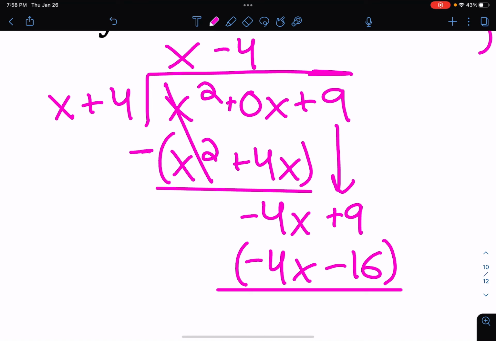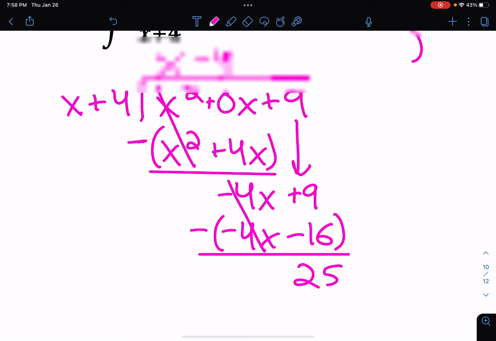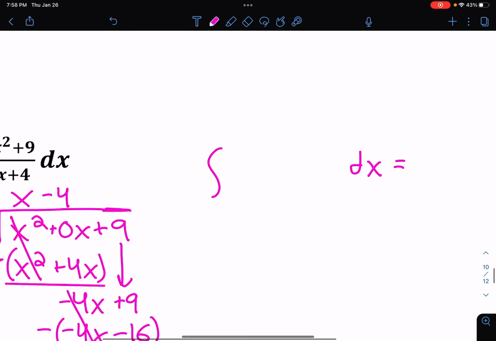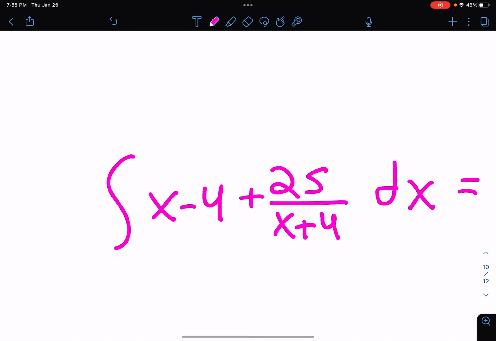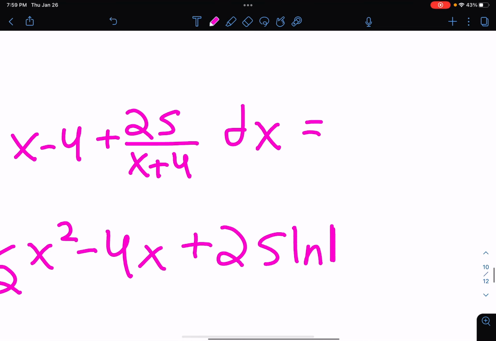Again, be careful. I am always subtracting to get them to cancel. Negative 4x minus itself cancels. 9 minus negative 16, double negatives, you actually add there. So your remainder is 25. That's a weird remainder. Okay, but it works. All right, so let's go ahead and rewrite this. So we get x minus 4 plus 25 over x plus 4 dx. And so we get 1/2 x squared minus 4x plus 25 natural log absolute value of x plus 4 plus c.